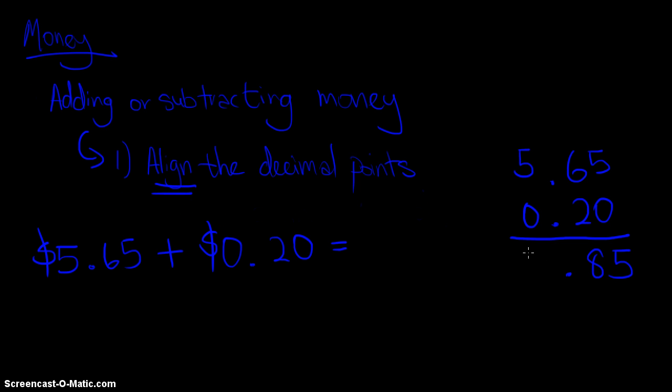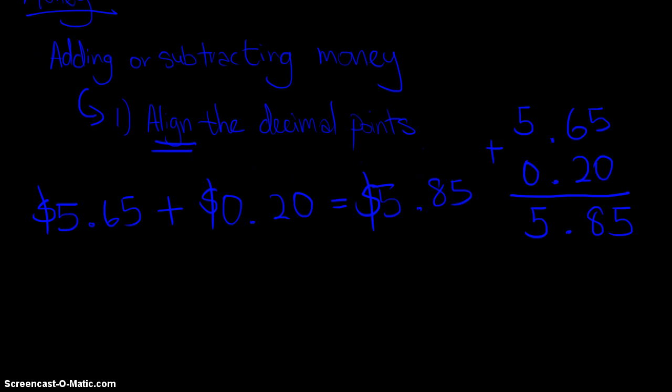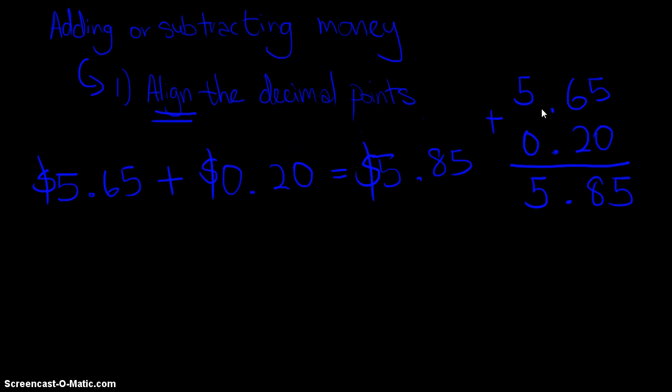And very quickly I will get the answer, which is $5.85. It's very fast and very quick and you don't really have to think of anything. But the idea behind aligning is that you at least get all the place values in place and in line, so that you don't get confused.